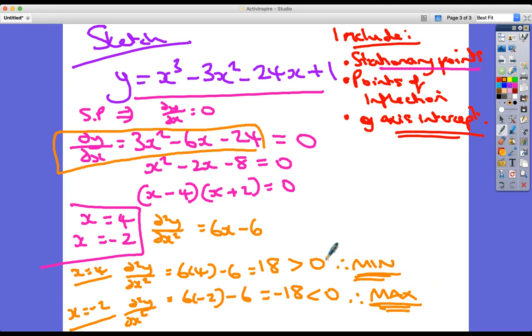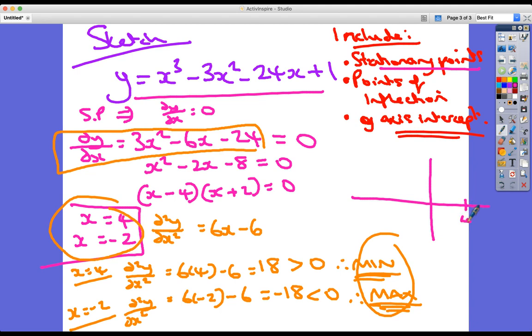Okay, so I've got that information there now. If I started to do my sketch, here's my 4 here, here's my -2. I know I've got a minimum point happening somewhere here, and a maximum point happening somewhere there. I've just got to decide what's happening elsewhere. My next job is to find points of inflection.